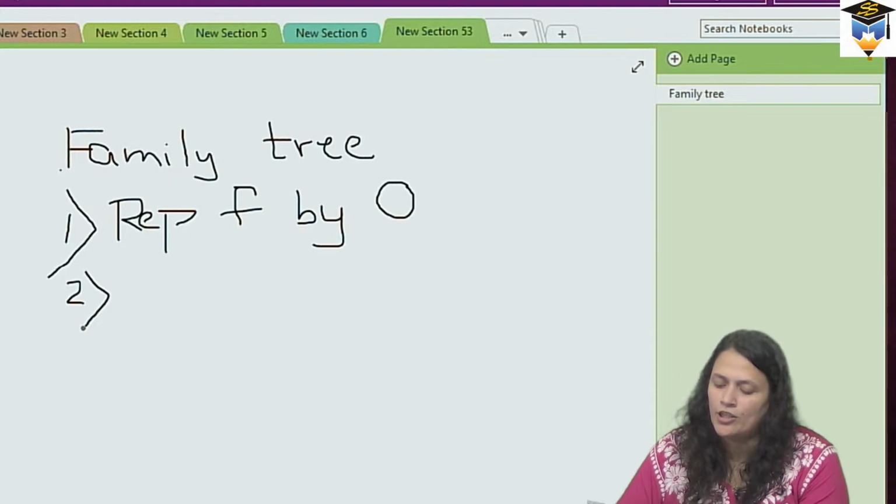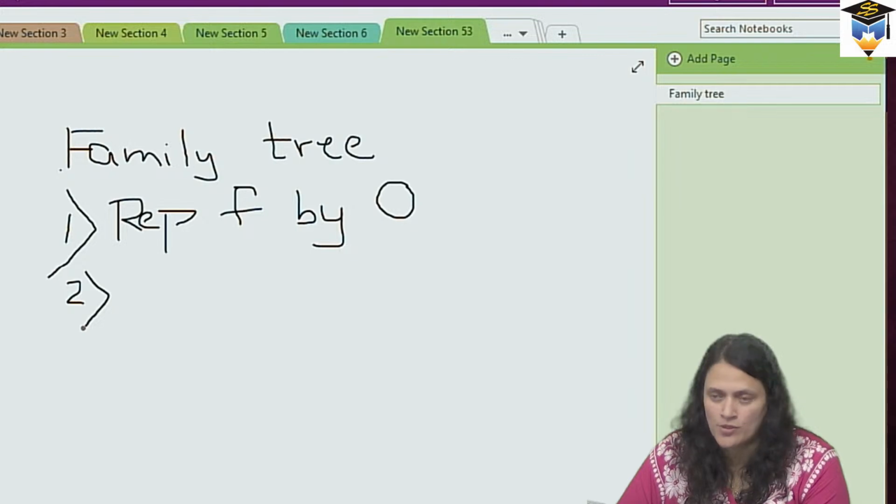And a vertical line to show parent-child relationship, with children positioned below their parents. Again, I'll repeat. Use a horizontal line to connect spouses and a vertical line to show parent-child relationship with children positioned below their parents.